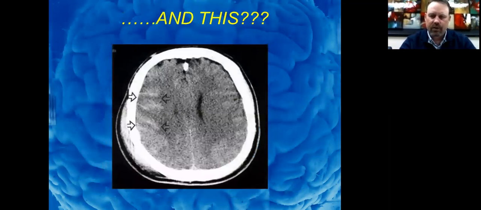This you can see if you compare left to right. I can see the right ventricle very, very well. I'm not seeing the left ventricle very well. And if you look at where the arrows are pointing, you see some white in that area. That's contusion and swelling in that area. That's a cerebral contusion.